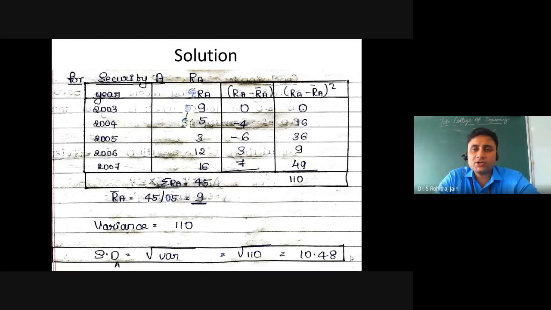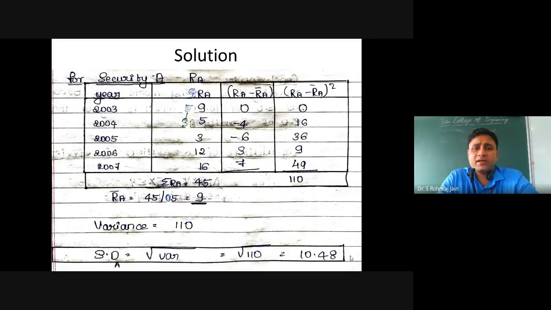Right? Then the fourth column, RA minus RA bar whole square. That is nothing but squaring the third column. So we got 0. Then please understand, -4 square is how much? Minus into minus is always plus. So I got 16. Then similarly, -6 square is 36. Then 3 square is 9 and 7 square is 49. So what I got is 110. What is 110? The variance of security A is 110. So I take the square root of 110, and I get the standard deviation of security A, which is equal to 10.48.